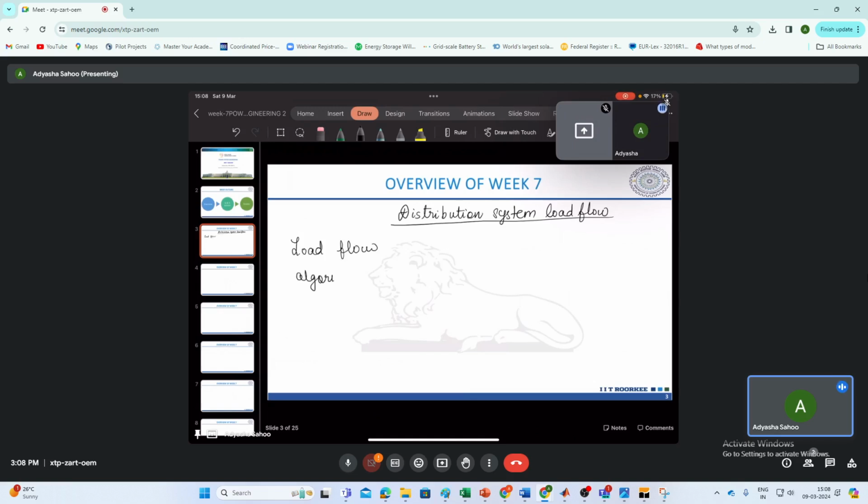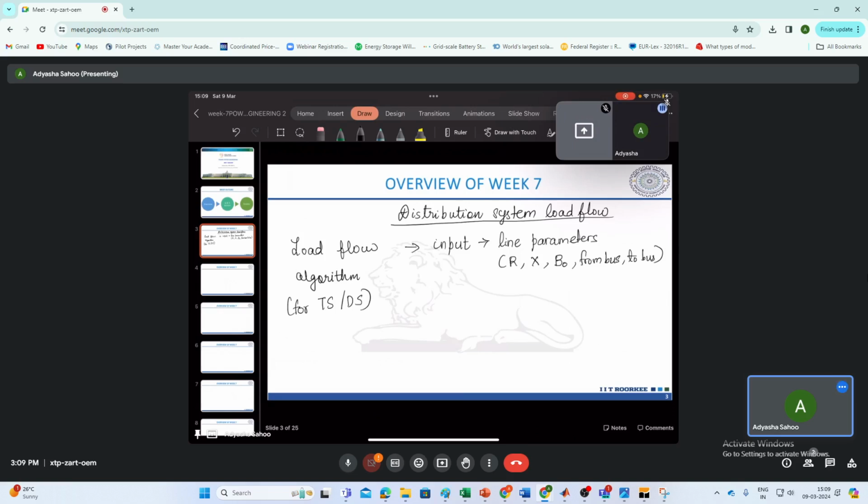So any load flow algorithm or power flow algorithm, for either the transmission system or the distribution system, the input to this algorithm is basically the line parameters, right? That is the resistance, reactance, and shunt susceptance B naught, and of course the from bus or sending end and the to bus or receiving end of the line. So these line parameters you need.